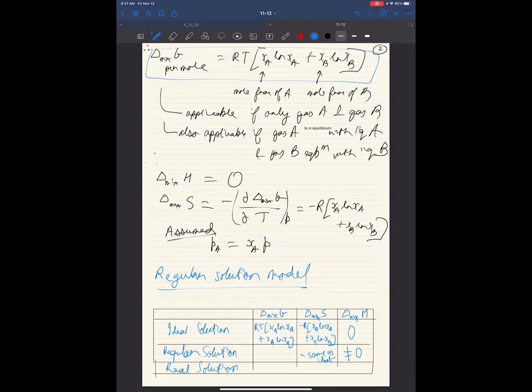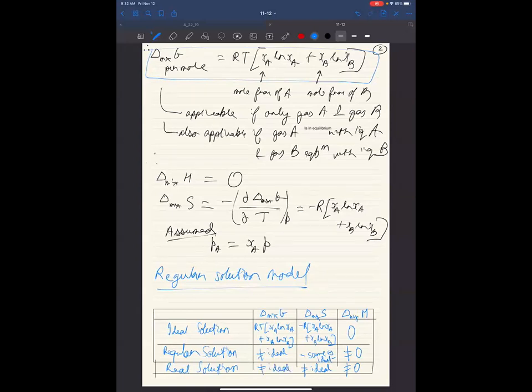What will happen to the delta mixing of G in a regular solution? Will it be the same as an ideal solution? No, it won't be, right? The entropy is same, but you have an enthalpy contribution. So this will be not equal to ideal. In a real solution, once again, the enthalpy of mixing can be non-zero. Sometimes it might be 0, but in general, it will be non-zero. The entropy of mixing as well will not be the same as ideal. We let that also change. And this will also not be equal to ideal. So this is the whole hierarchy.